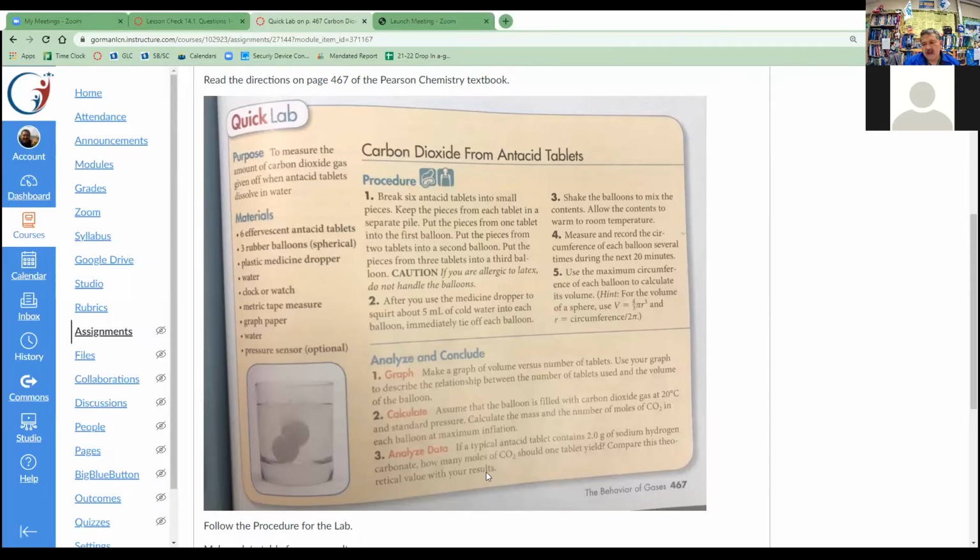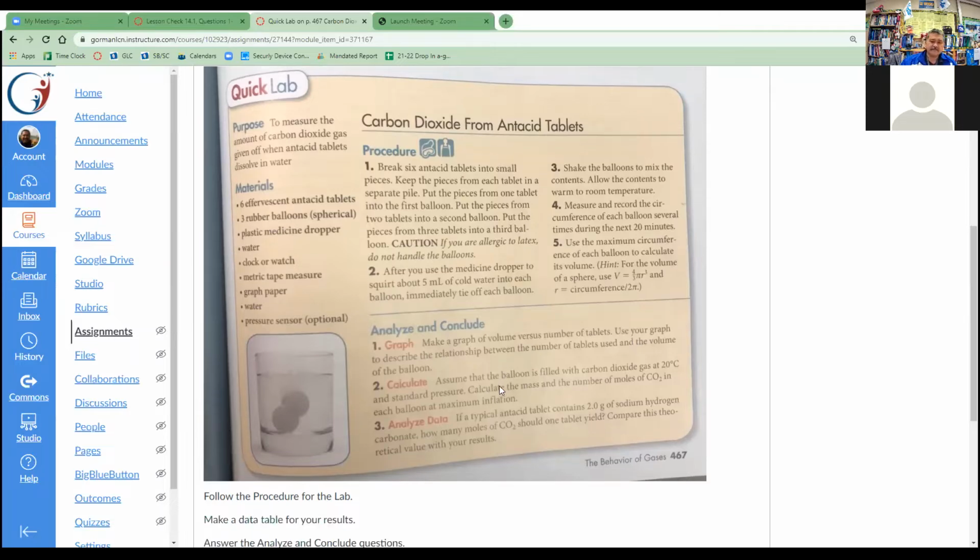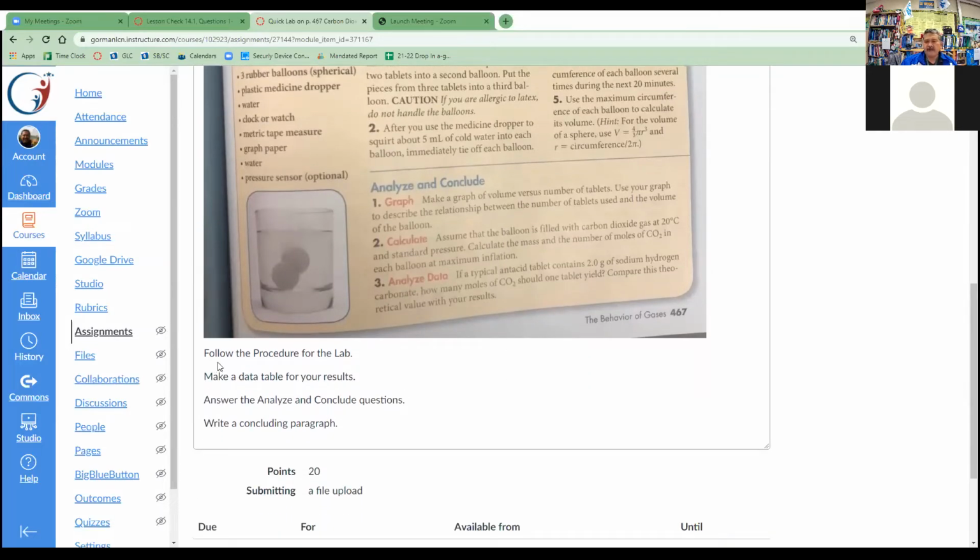But then we'll have you do number 5, 1, 2, and 3 separately, and we'll come back in a separate video, I think, and discuss all that. So this video will be of us doing the lab, and then we will take the information and process it so that you can do the lab report.